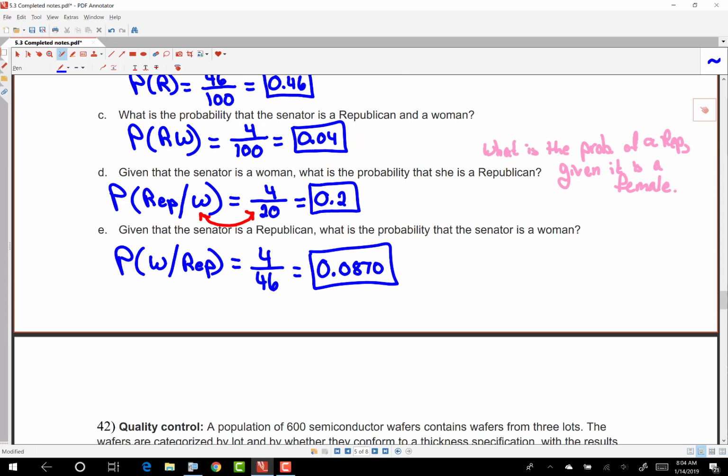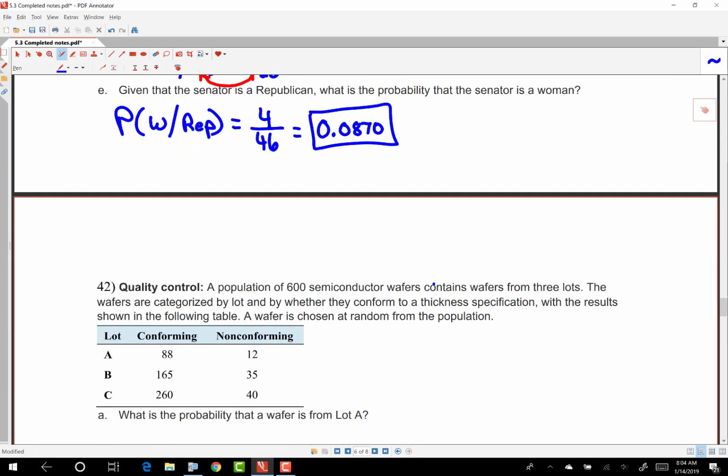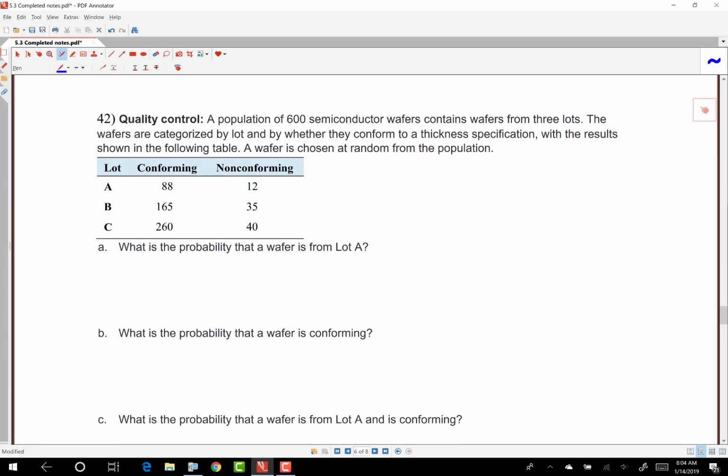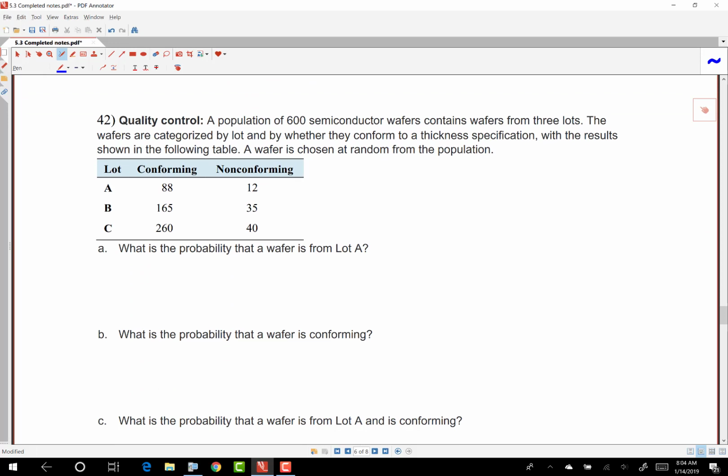Okay, let's look at another question. This one is on quality control. It says a population of 600 semiconductor wafers contains wafers from 3 lots. The wafers are categorized by lot and by whether they conform to a thickness specification, with results shown in the following table. A wafer is chosen at random from the population. So again, notice that we're just selecting one. That's always important to keep in mind. If you're just selecting one, you are not going to use the multiplication rule.